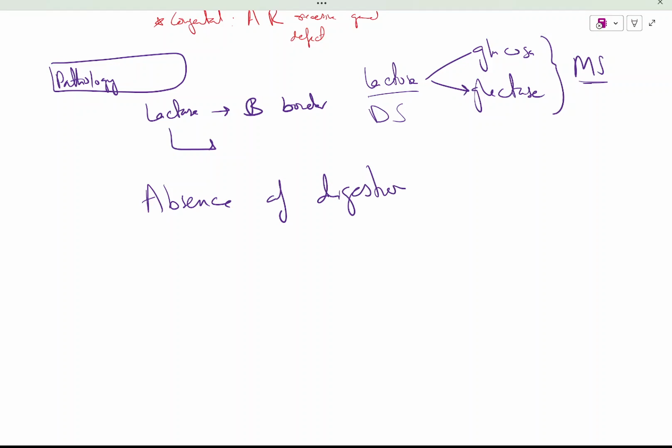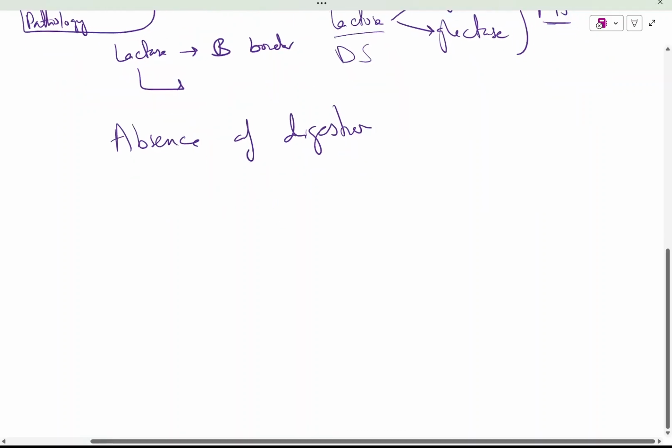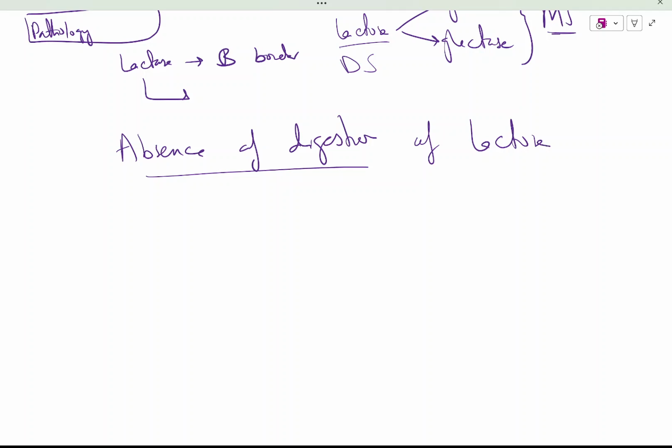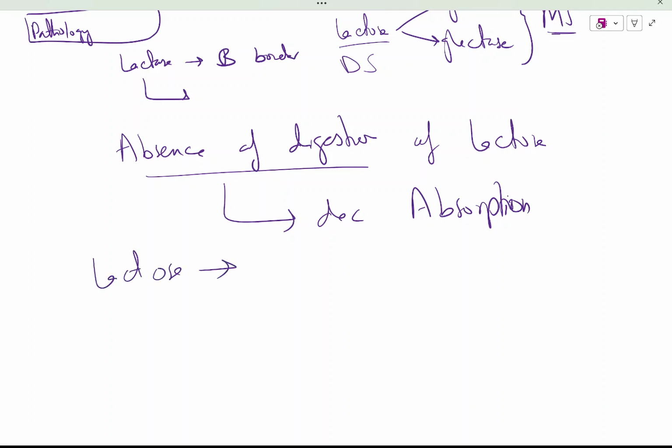You understood the pathophysiology already, so I am going to explain it in a very easy way. Absence of digestion of lactose results in decreased absorption. The next important feature we are going to discuss about lactose is that it is an osmotically active agent. Osmotically, in a very simple way, it is a molecule which attracts water towards itself.